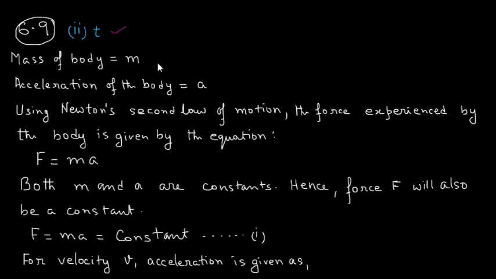Mass of the body is m, acceleration of the body is a. Using Newton's second law of motion, the force experienced by the body is F is equal to ma. Both m and a are constants. Hence, force F is also a constant. F is equal to ma is equal to constant. That is equation number 1.